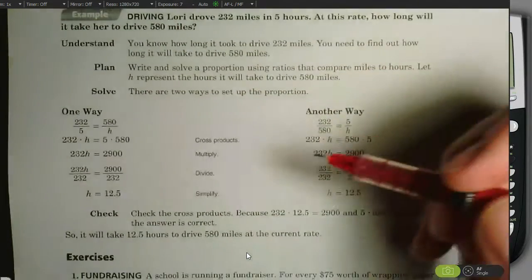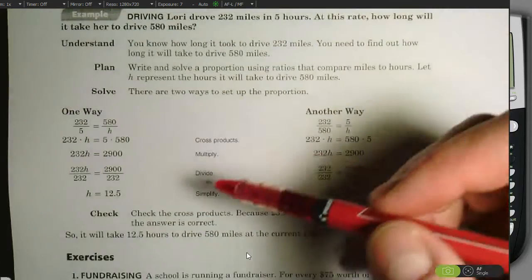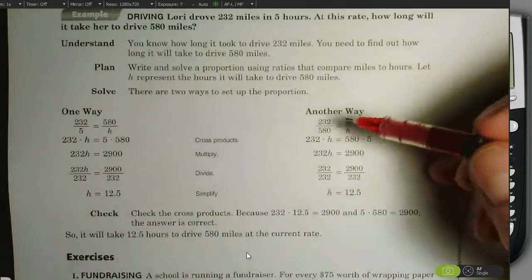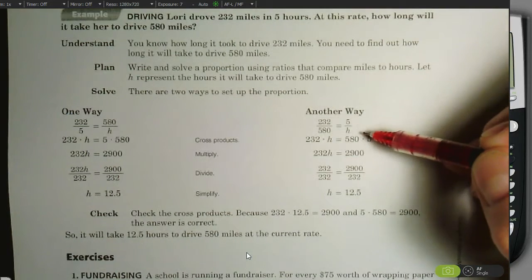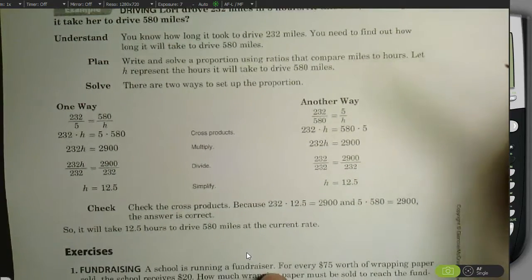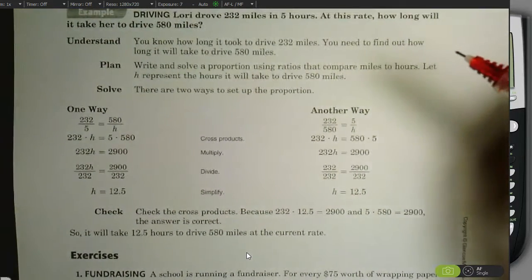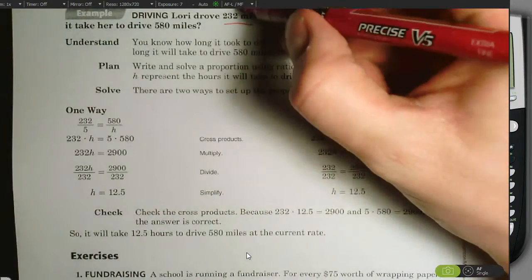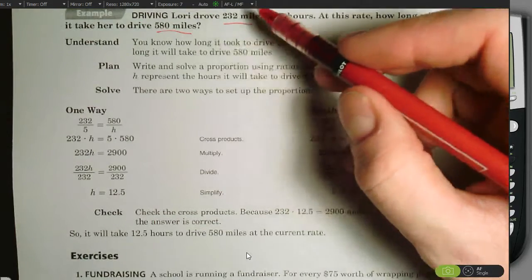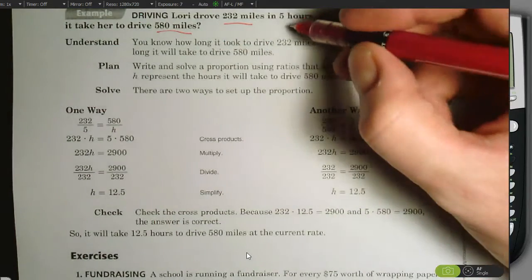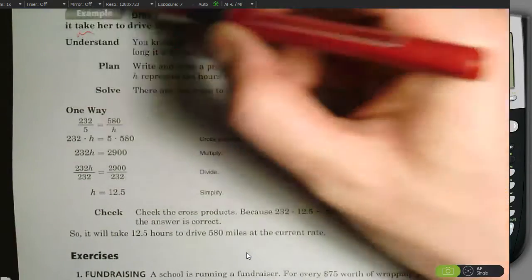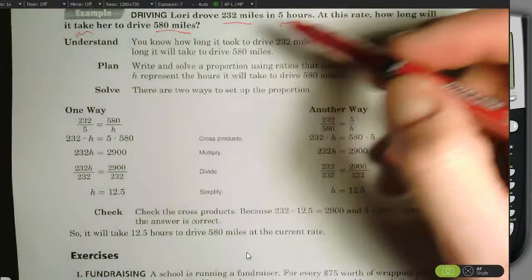Now, the book goes through two different ways to do this. They set up one proportion of 232 to 5 equals 580 to h, or 232 to 580 equals 5 to h. The thing they kind of leave out is that with a proportion, what's most important is using your units. This is miles, this is miles. So 232 has to correspond to 580, because those are the same units. Hours is what I know, and I'm looking for how long it will take her. That's also hours. So those two have to correspond.